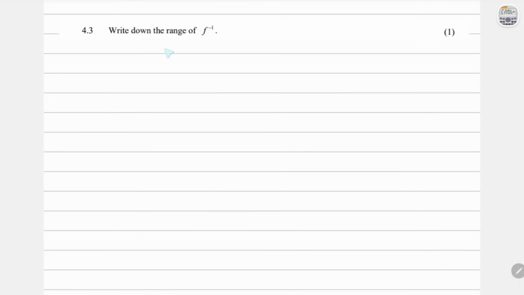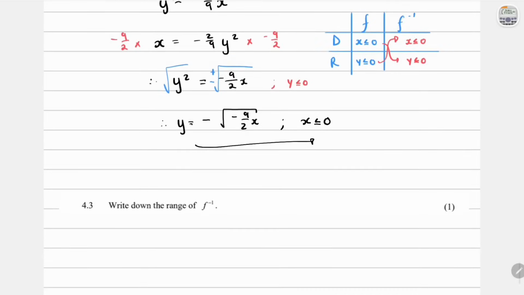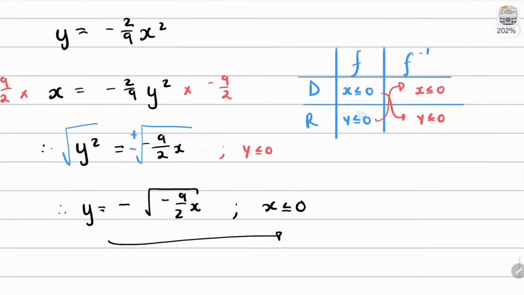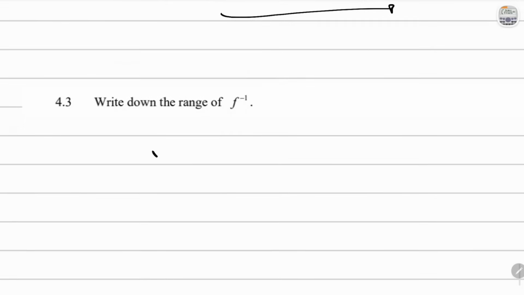Question 4.3 says, write down the range of the inverse. It's only for 1 mark because we would have already figured it out in the previous question. So we can see that the range of the inverse is y is less than or equal to 0, using that previous question's explanation. And that is our answer.